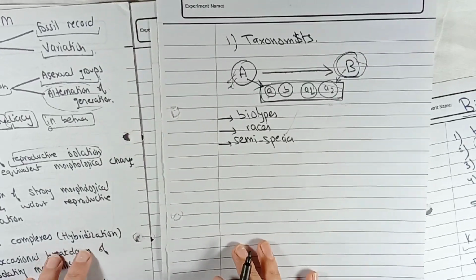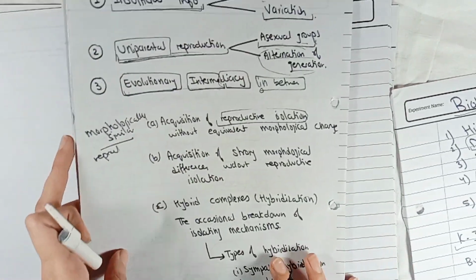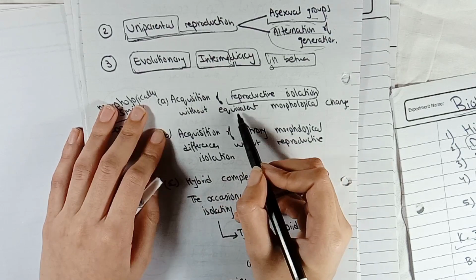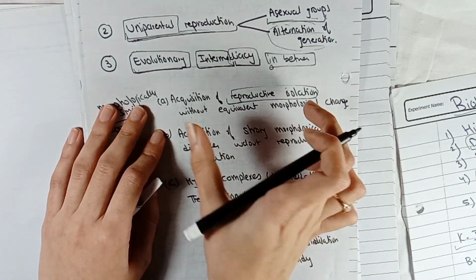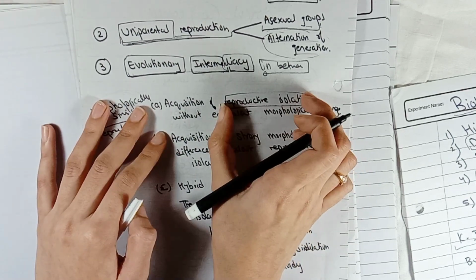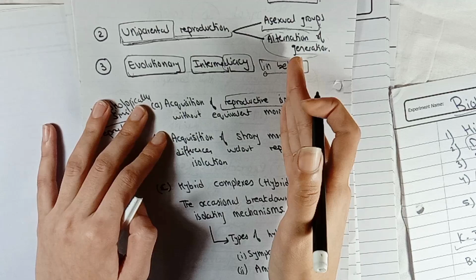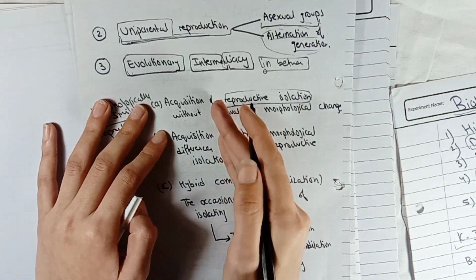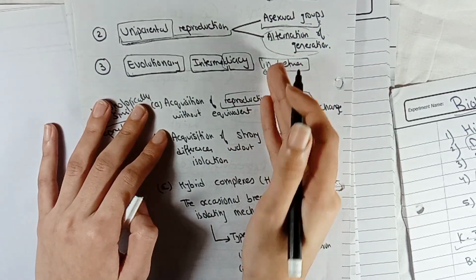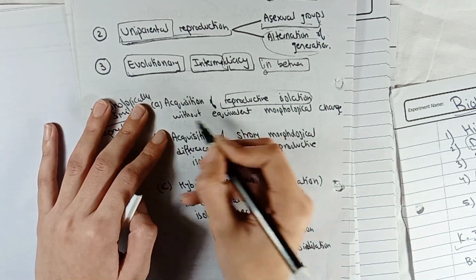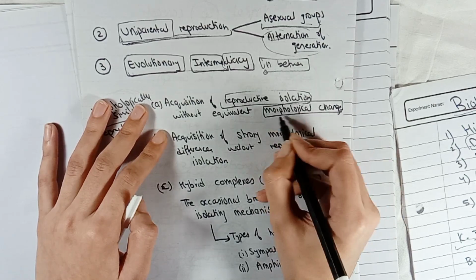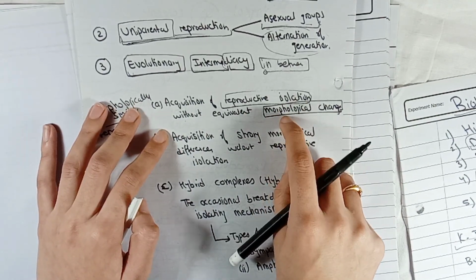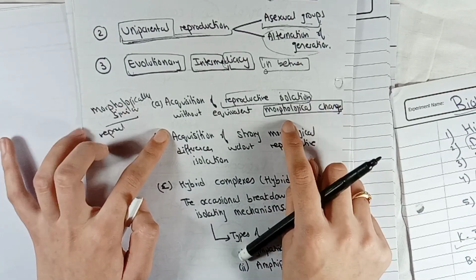So the difficulties in this step, we will look into the four difficulties of this concept. The first one is the acquisition of reproductive isolation without equivalent morphological change. If we look into the literal meaning of this heading, there is reproductive isolation, meaning the species are isolated from each other, they are not interbreeding with each other. But there is not any morphological change, meaning they are morphologically similar. Without morphological change means the morphology is the same.